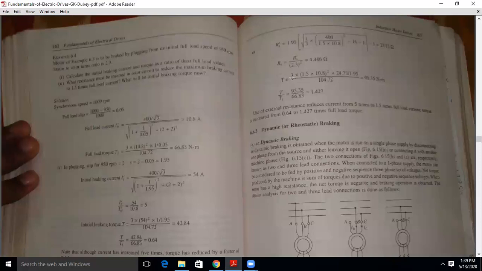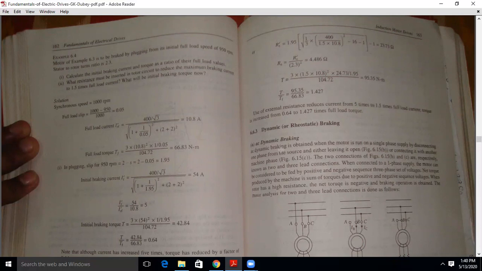Now again the torque, what will be the initial braking torque? Just by taking the values, 3 into 1.5 into 10.8, the current, whatever the full load current is, into 24.73 divided by 1.95 and divided by 104.72. So it will be 95.35 Newton meter. And if you take the ratio T by TF, it is now 1.427. So use of external resistance reduces current from 5 times to 1.5 times full load current.